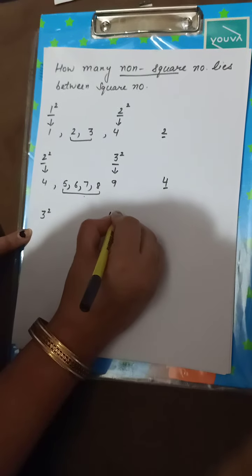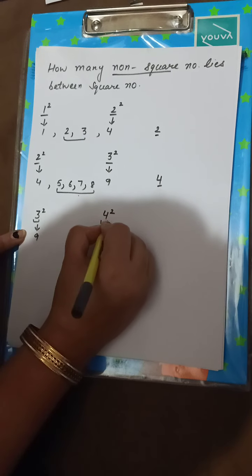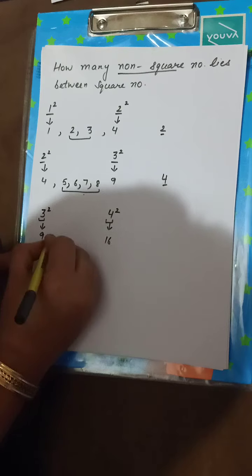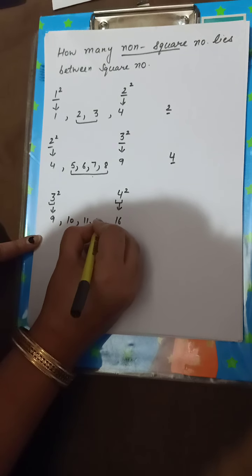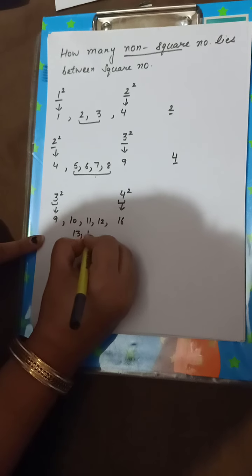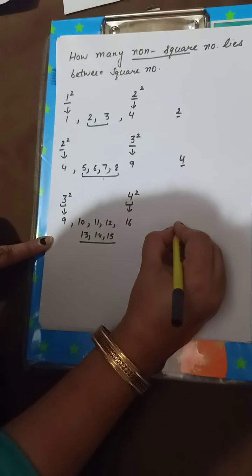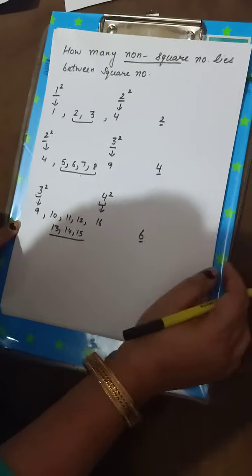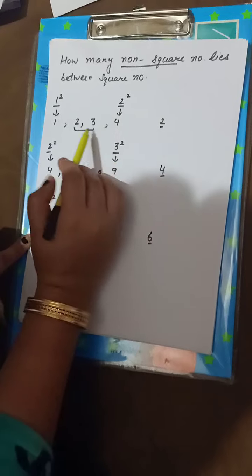We can take another example. 3 square and 4 square. 3 square means 9 and 4 square means 16. So how many non-square numbers lie between them? 10, 11, 12, 13, 14, 15. These are 6 numbers. So what have we observed from them?